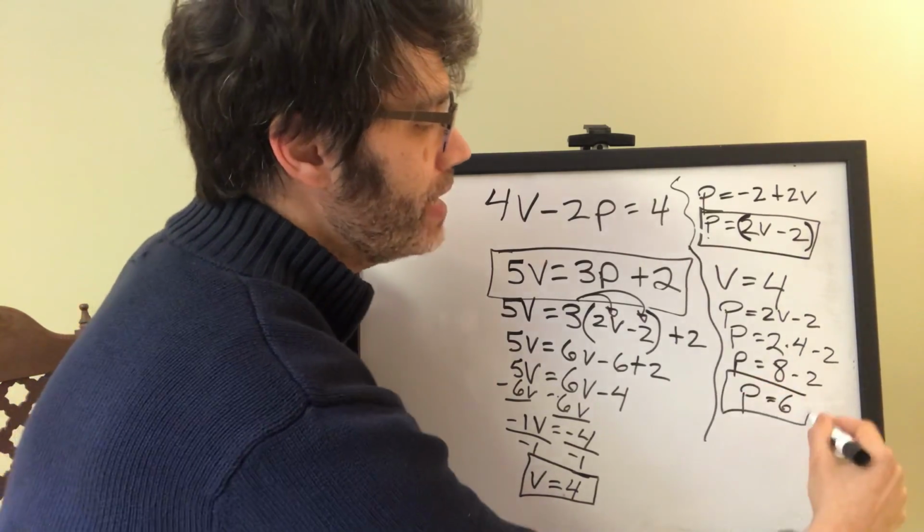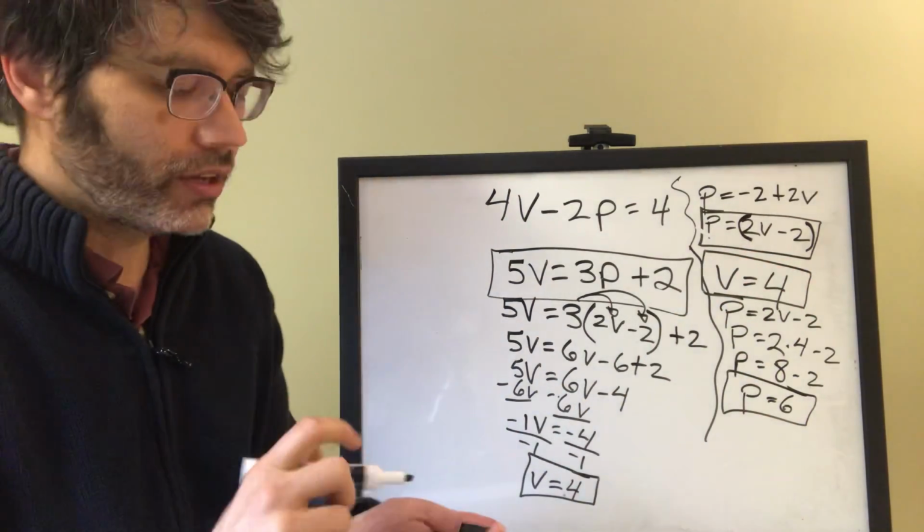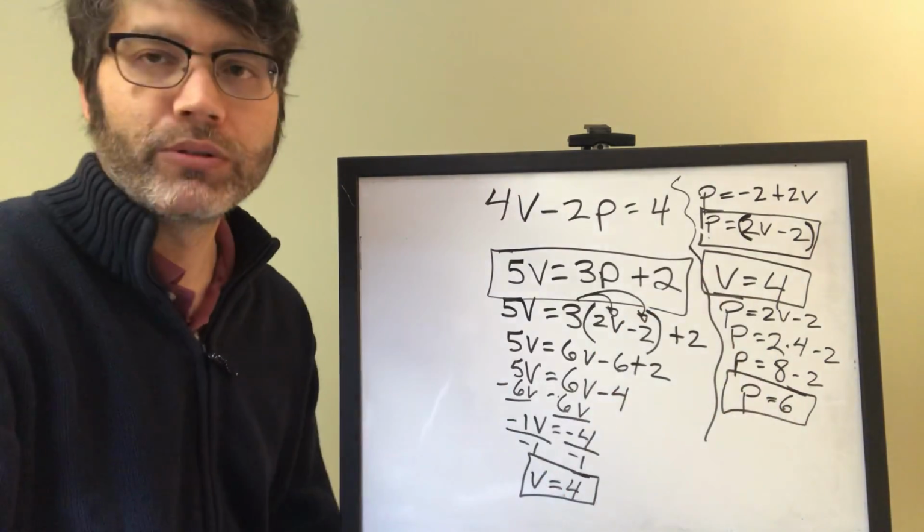So now we know that p equals 6 and v equals 4, and we have found the numbers that each of these variables is equal to.